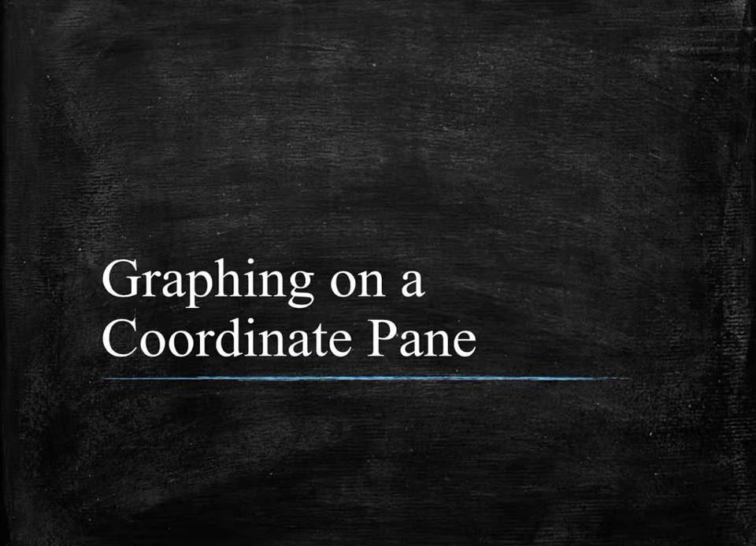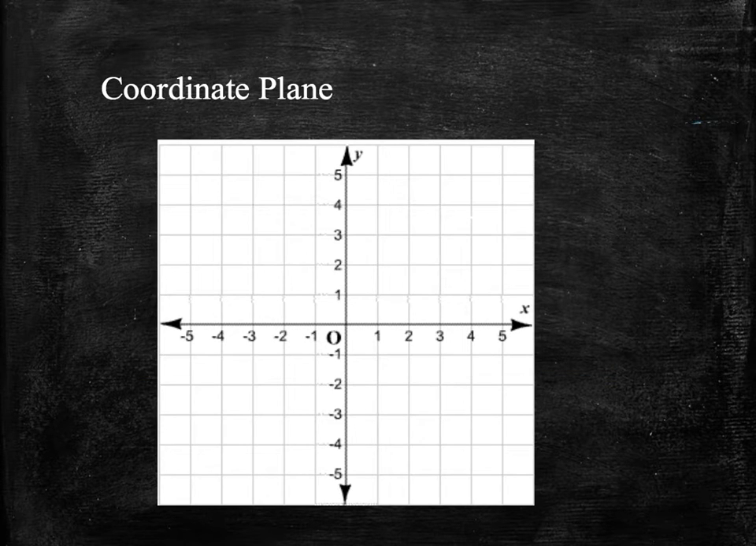Alright, today we're going to talk about graphing on a coordinate plane. Now, a coordinate plane is two perpendicular number lines put against each other. So this is what a coordinate plane looks like. You can see that we have number lines right here and also right here. They're perpendicular, they run into each other.